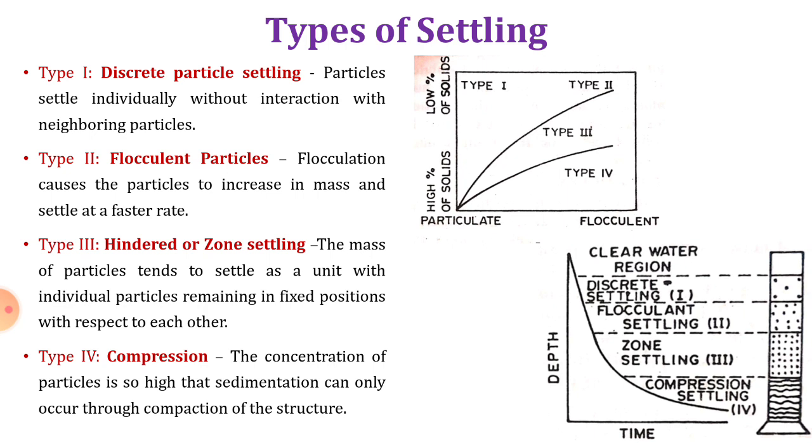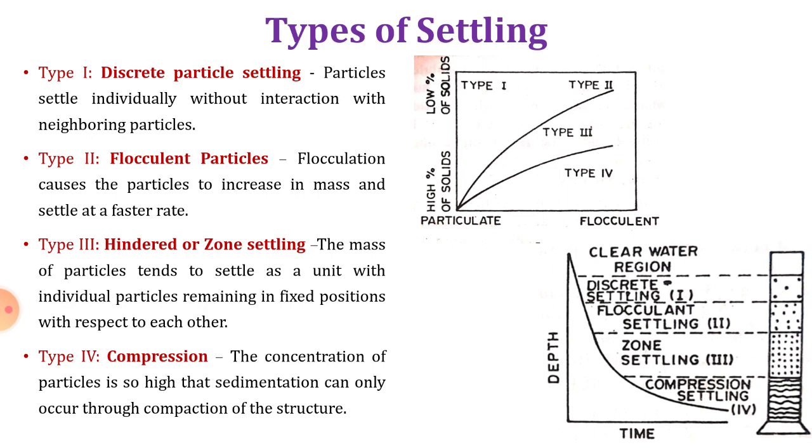So in the figure we can observe the depth along the y-axis and the time along the x-axis. Here, if you see in the cylinder, if you pour the wastewater, at the very top portion the clear water region is there. After that the discrete settling occurs. As we have discussed, the particles settle individually. They are very wide apart from each other.